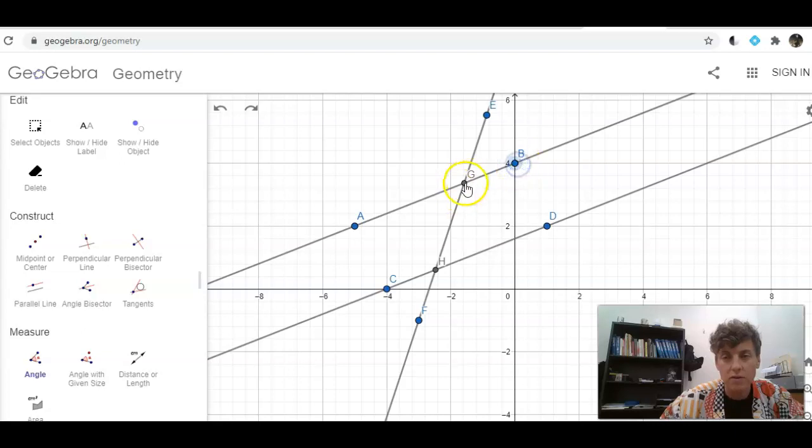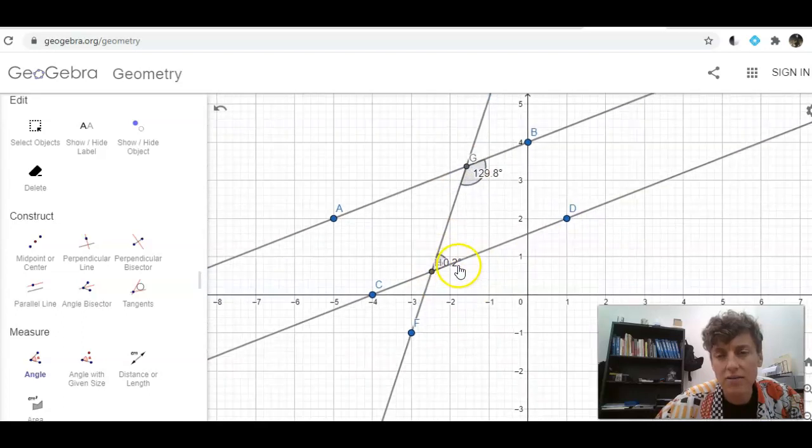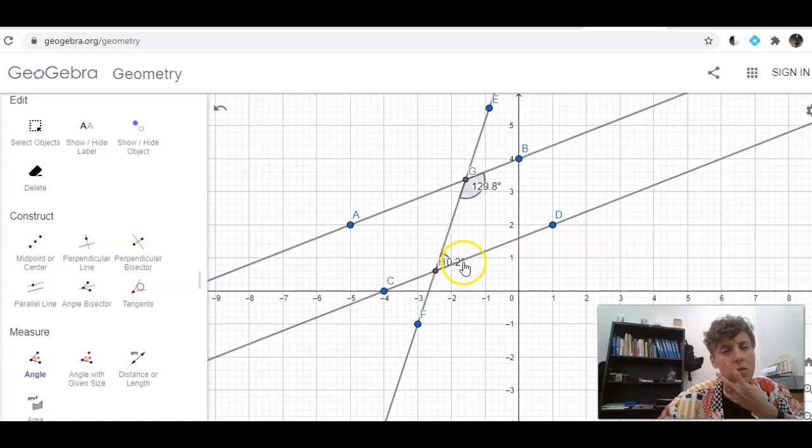So we'll do BGH. That's 129.8, and its same side is going to be right here, GHD, that is 50.2. Wait a second, those aren't the same. What do I get when I add those up?